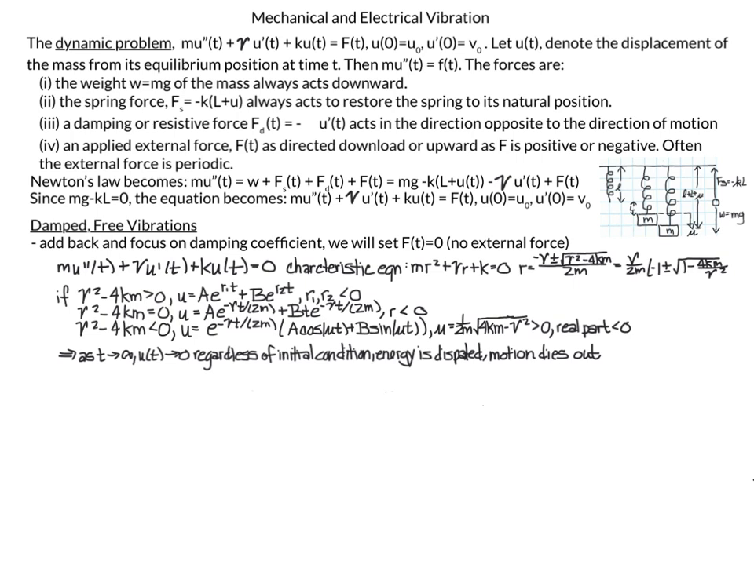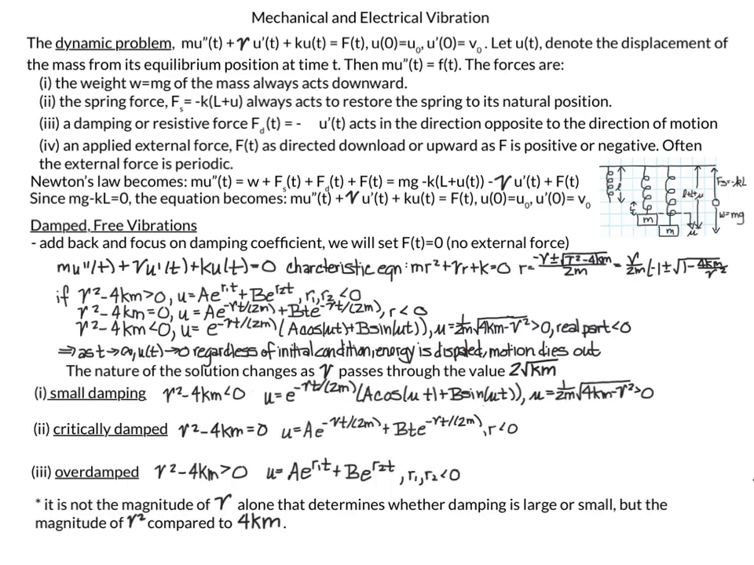This is probably a better summary of what's going on here. So we have our second order differential equation, our characteristic equation, our root, and then the three different cases for our roots, and then the conclusion here: as t approaches infinity, our motion will go to 0. Regardless of initial condition, energy is going to be dissipated, motion dies out. And next we're going to look at these three examples. And now we're going to take a look at these three conditions. Here we have gamma squared minus 4km is greater than 0.